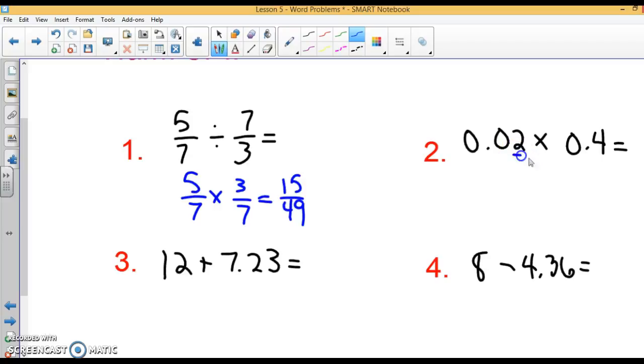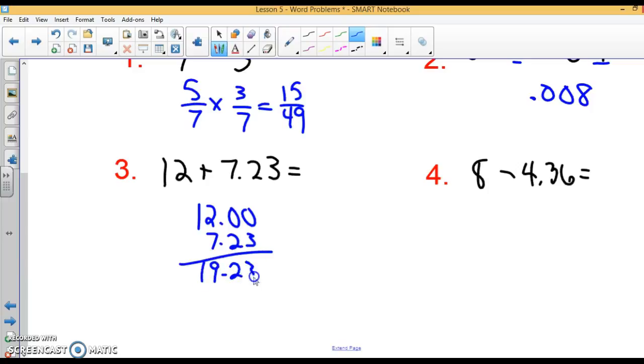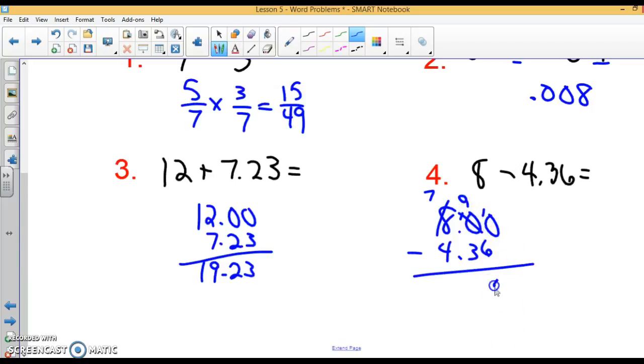All right. Multiplying decimals. We just did some of this. 2 times 4 is 8. And I've got 1, 2, 3 decimal places. So 1, 2, 3. 12 plus 7.23. I need to align my decimal. I get 19 and 23 hundredths. And 8.00 minus 4 and 36 hundredths. You need to borrow. The 8 becomes a 7. That makes that a 10. Borrow from it, 9. Makes that a 10. 10 minus 6 is 4. 9 minus 3 is 6. Bring down your decimal point. 7 minus 4 is 3.